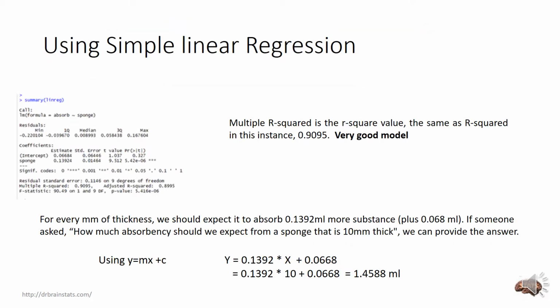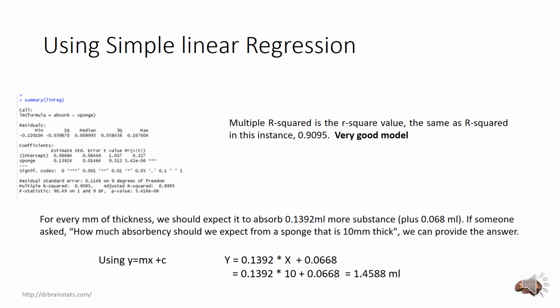So now we go back to our results and we see that our R squared is labelled multiple R squared in our results, and it gives us an answer of 0.9095. So this tells us that it is a very good model and we should be able to use our linear regression equation with confidence. So for every millimeter of thickness, we should expect it to absorb 0.1392 milliliters more substance plus 0.68 milliliters.